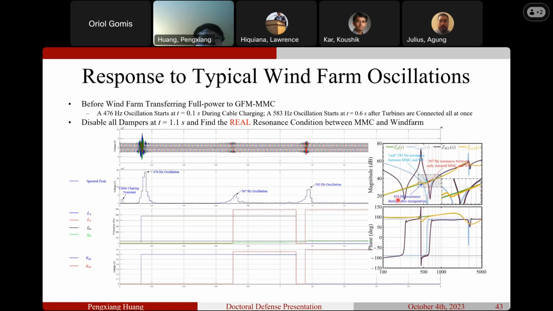Here I also plot the impedance. At the beginning there's a cable connected to the MMC, with a 476 Hertz oscillation, automatically detected and damped. Then you have this reshaped MMC connected to the wind farm. It has a new oscillation at 587 Hertz. But this is not the real oscillation, because your cable does not exist alone. It's connected to wind farms, so the AC system impedance changes. So you disable both of the double-tuned dampers, and you see a new oscillation at 583 Hertz. So you finally tune to this frequency. That's the real oscillation between a full power wind farm and the MMC.